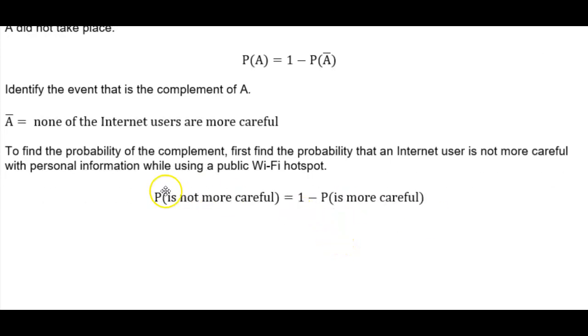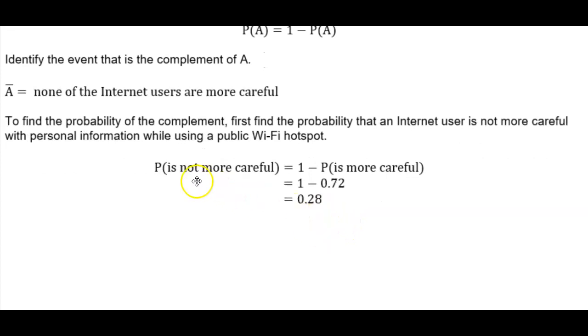Therefore, we would have the following. Probability is not more careful is equal to 1 minus the probability that is more careful. Well, the percentage that we found from the beginning of the problem was 72%. So it's going to be 1 minus the decimal of that, which is 0.72. So therefore, the probability that is not more careful is 0.28.